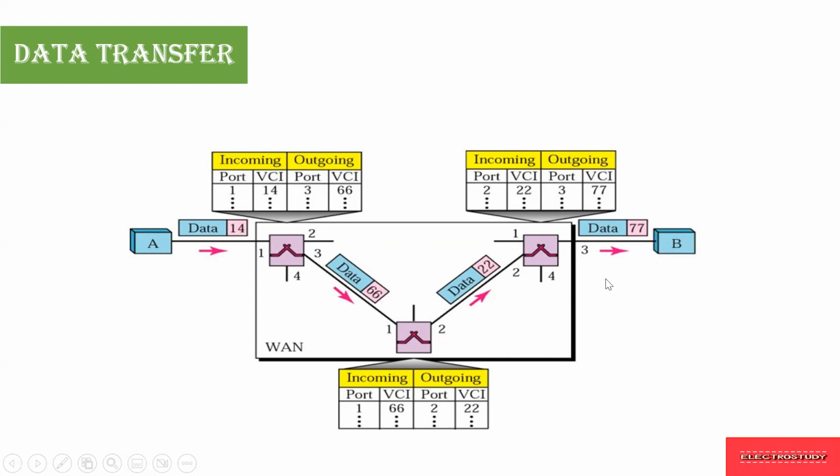After all the routers have created their forwarding table for a specific virtual circuit, the network layer packets belonging to one message can be sent from one node to another. See here, now it is having data. What is the label mentioned here? 14. So with this label attached to the data, it is sent to the receiver end. So the data transfer takes place here.